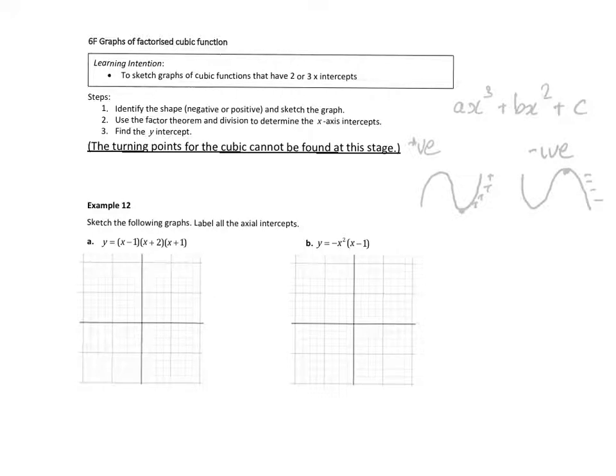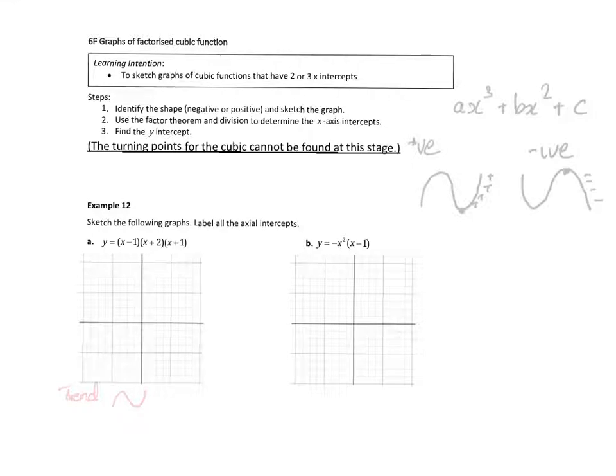So let's have a look at these two, and you can see that this first one here will be a positive cubic. Why do we know it's a positive cubic? Because when we multiply the x's together, it will end up being a positive x cubed. So if it's a positive cubic, the trend is like that. Look back to the top of our page. So that's our trend.